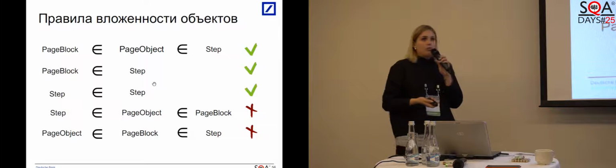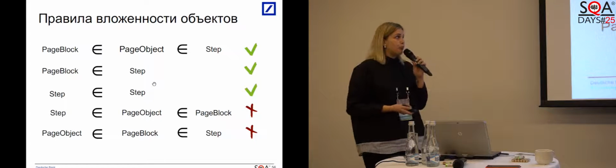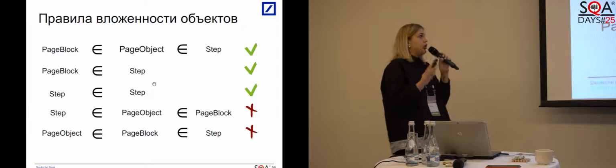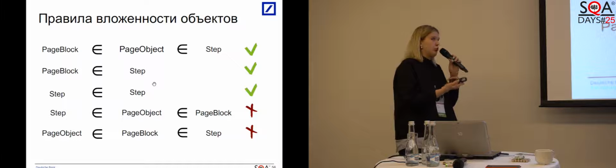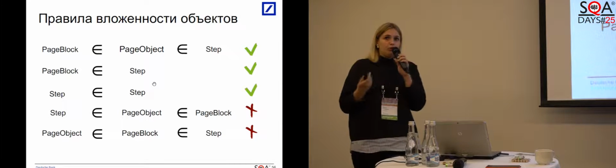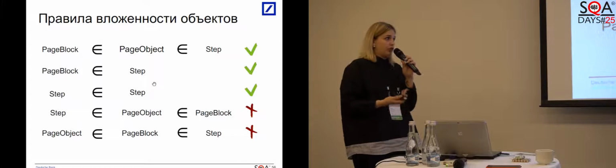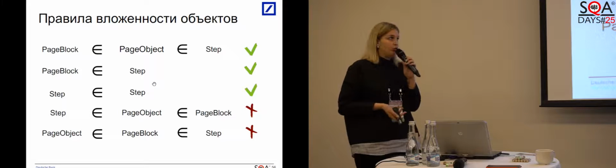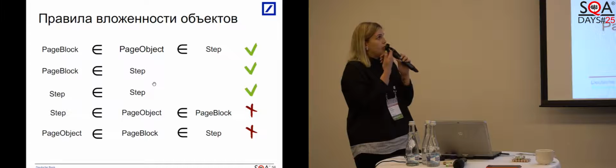Besides those features, we implemented rules in order to support our three-layer structure, in case of a misprint, or putting a step inside a page block, or a page object inside the page block. In this case, we'll get an error message.